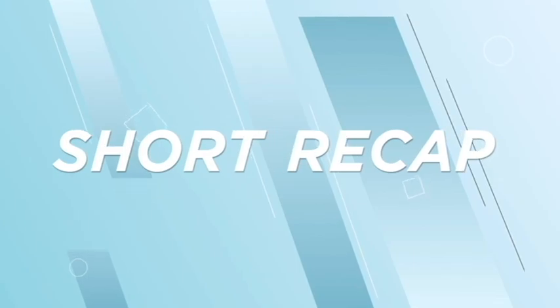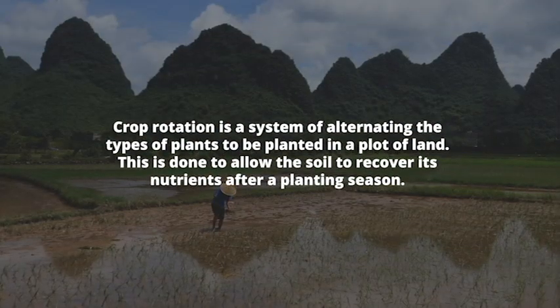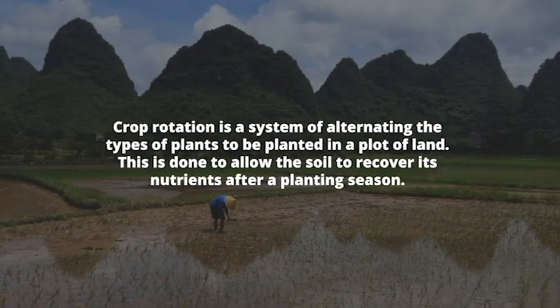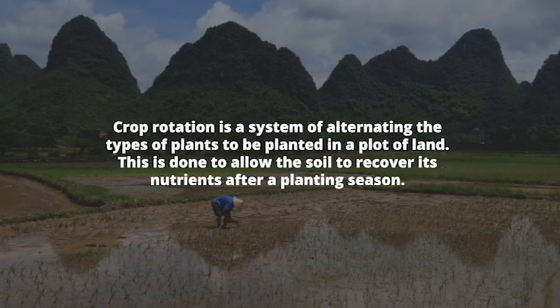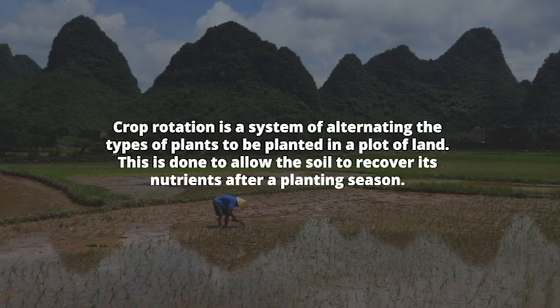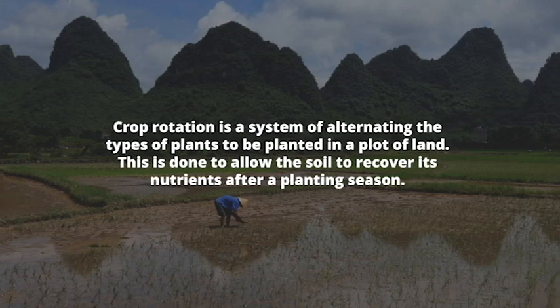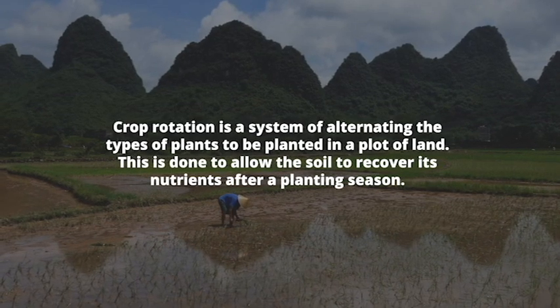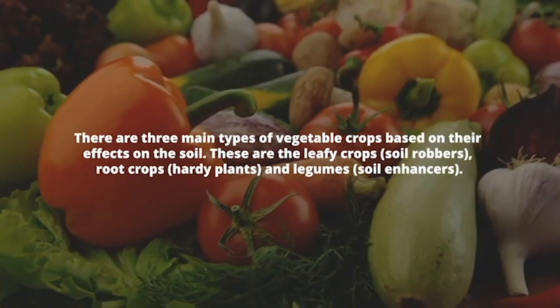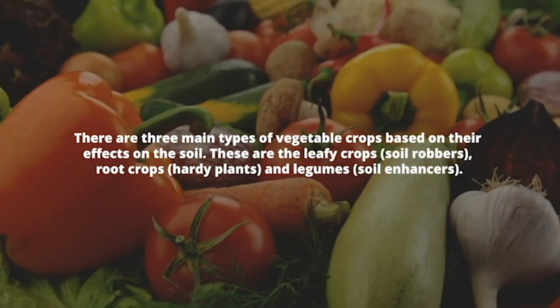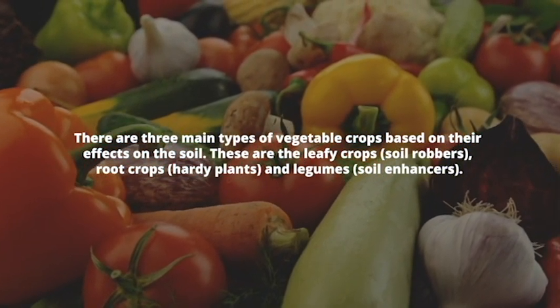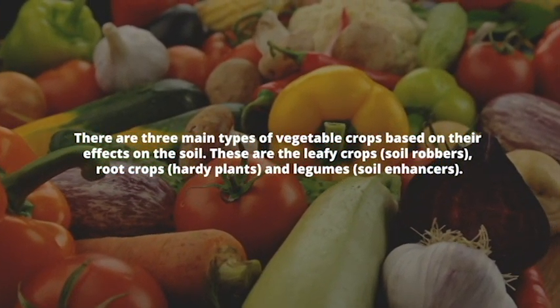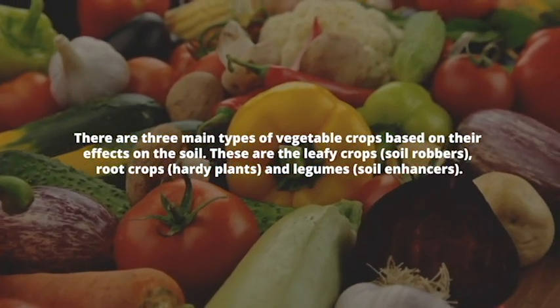Let's remember, crop rotation is a system of alternating the types of plants to be planted in a plot of land. This is done to allow the soil to recover its nutrients after a planting season. There are three main types of vegetable crops based on their effects on the soil. These are the leafy crops, root crops, and legumes. And that marks the end of our lesson on applying the scientific method in crop rotation.